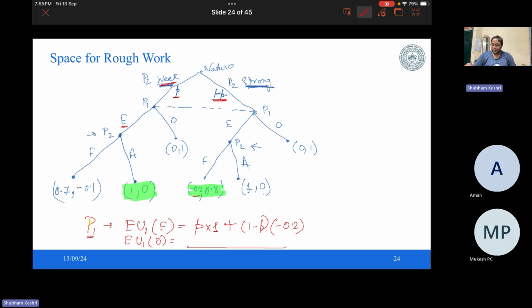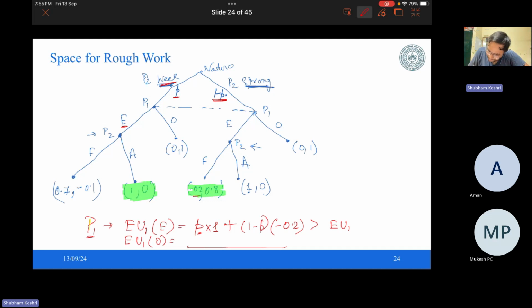You can just take the expected utility of 1 greater than 2, and then you will be able to obtain the value of p. And that is the belief of player 1. So if player 1 believes, suppose, I'll just do it quickly.